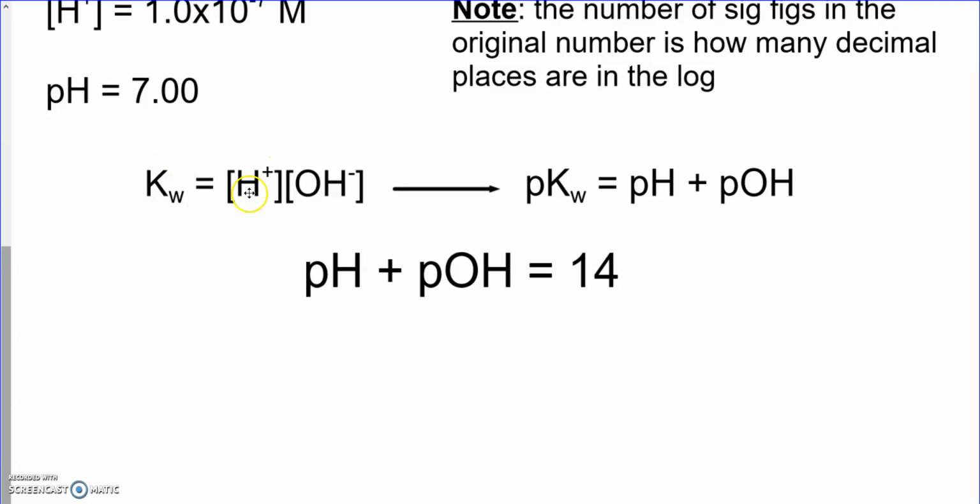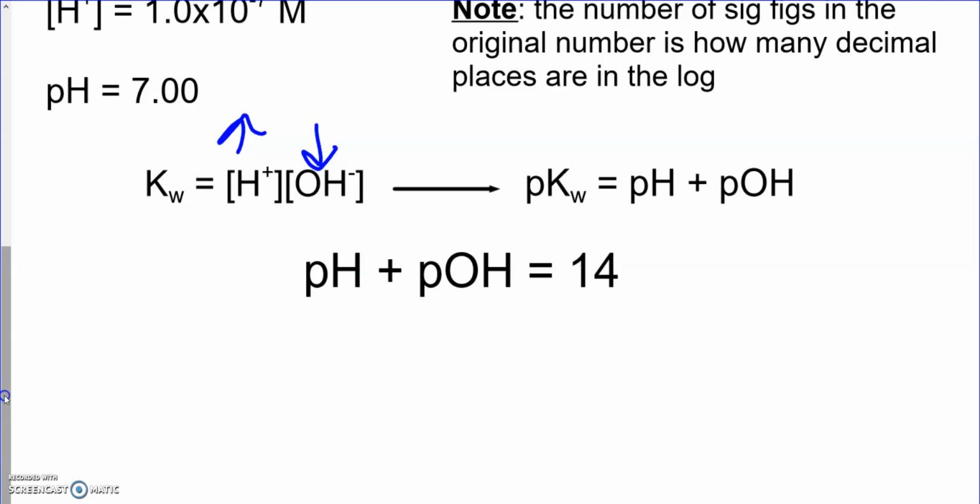Again, Kw equals concentration of hydrogen times concentration of hydroxide. If I was to increase one of these, I would have to decrease the other one, and vice versa. We can then take the negative log of all of this, or the p, and we get pKw equals pH plus pOH, which gives us this beautiful equation right here. pH plus pOH equals 14, which means as I decrease my pH, let's say my pH is 1, my pOH would increase to add up to equal that 14 value.